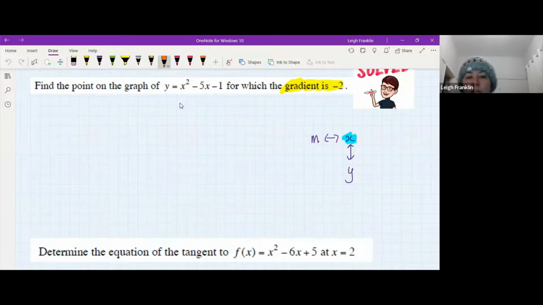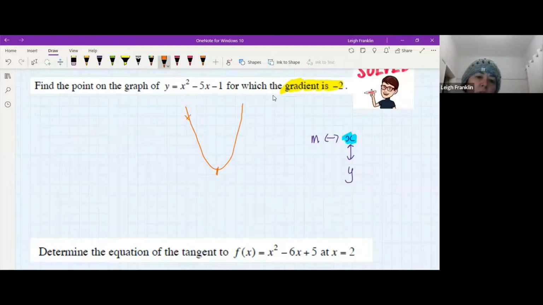We've been doing them since grade 11. It's a parabola, isn't it? Okay, so it's a smiley face parabola. Exactly. It's a quadratic function. So where is the gradient negative? Okay, so it's going to be any point before your turning point.